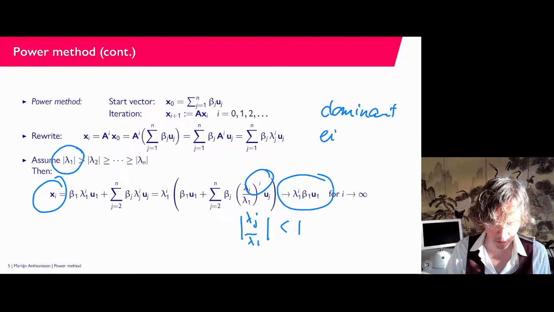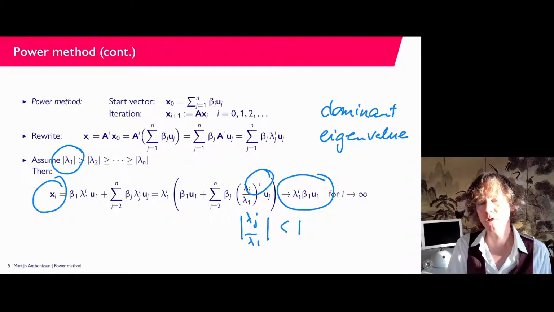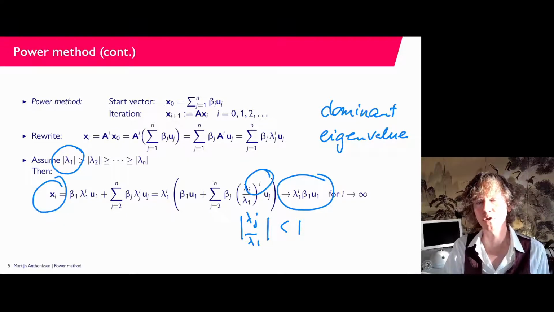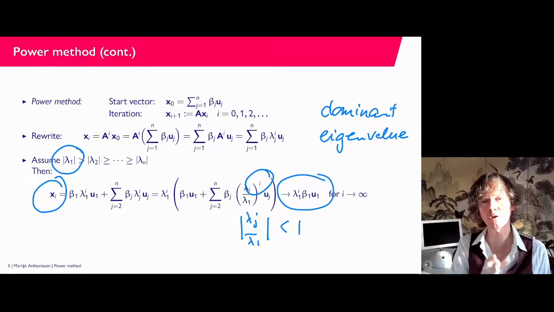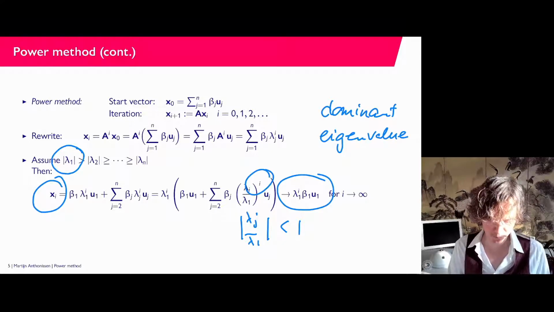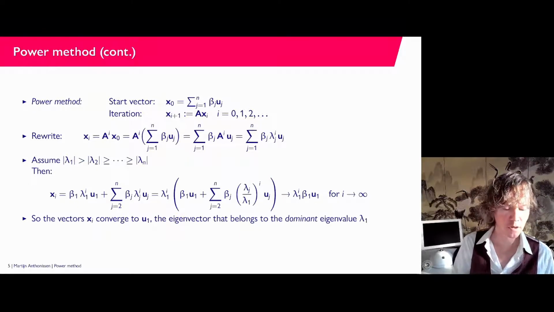Dominant eigenvalue. And it's dominant. The reason is basically what you see here, the derivation on this slide. If you take more and more iterations, it's the only one that you will still see. You only see the first eigenvector, the eigenvector corresponding to lambda 1, and the rest goes to 0. So the vectors xi converge for i going to infinity to u1, the eigenvector that belongs to the dominant eigenvalue lambda 1.